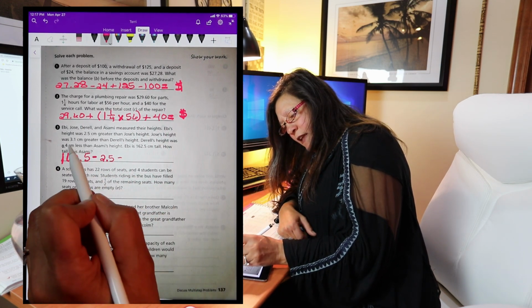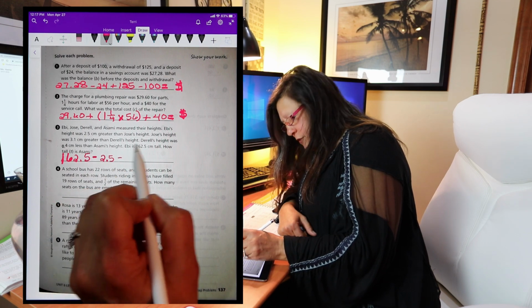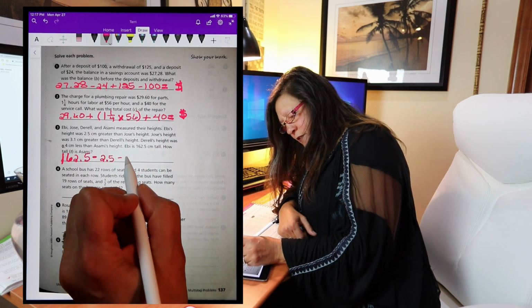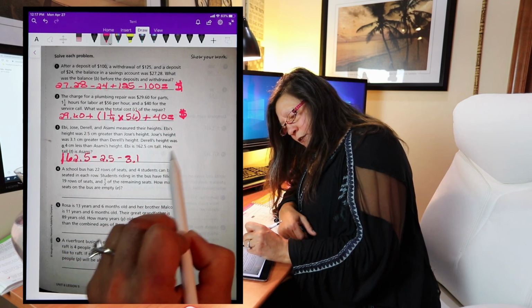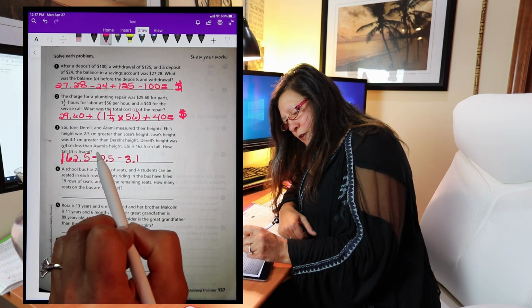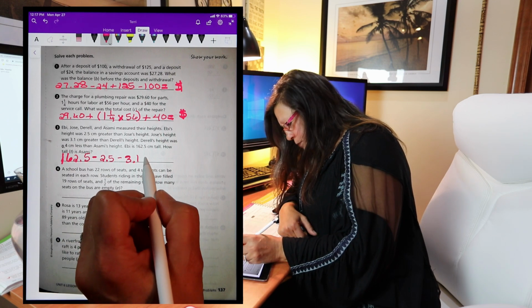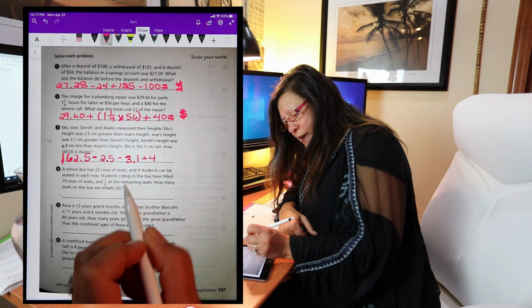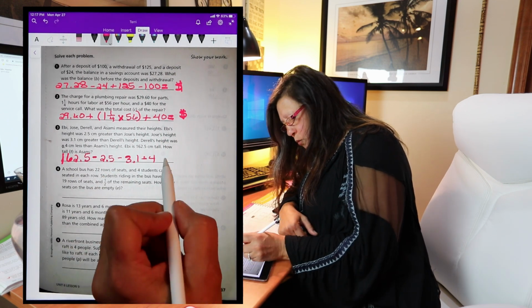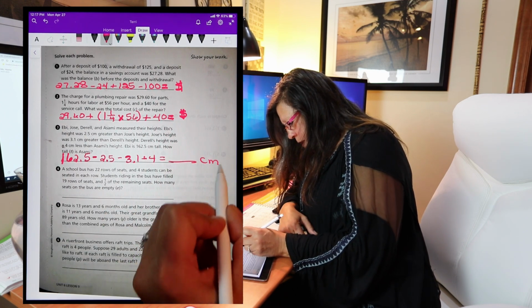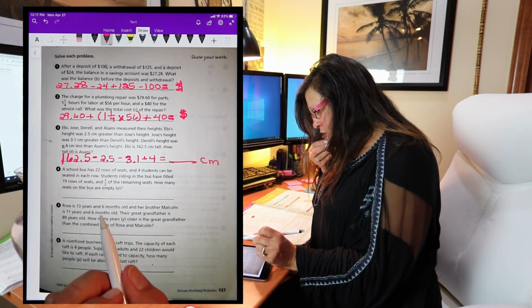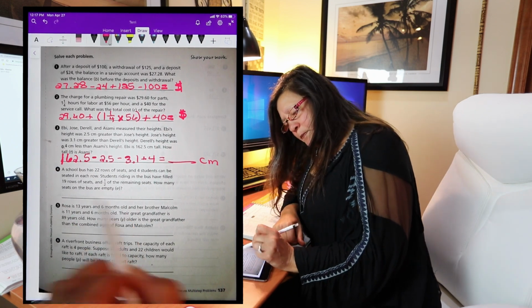And then Jose's height was 3.1 centimeters greater than Daryl's height, so we're going to subtract that. And Daryl's height was 0.4 centimeters less than Asami's height, so we're going to add that. Again, working backwards, just like we did in number 1. And that's going to give you the total centimeters for Asami's height.